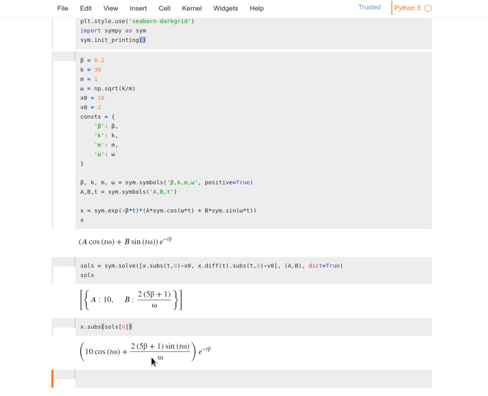So this is almost what we need. But at this point, we'd probably like to say this is going to be our final solution. We might as well plug in all of our constant values now. This is where the constants that we made earlier can come in handy, because I can just make another substitution of consts, and that's going to plug beta in where beta is needed, k and m aren't showing up, omega in where omega is needed.